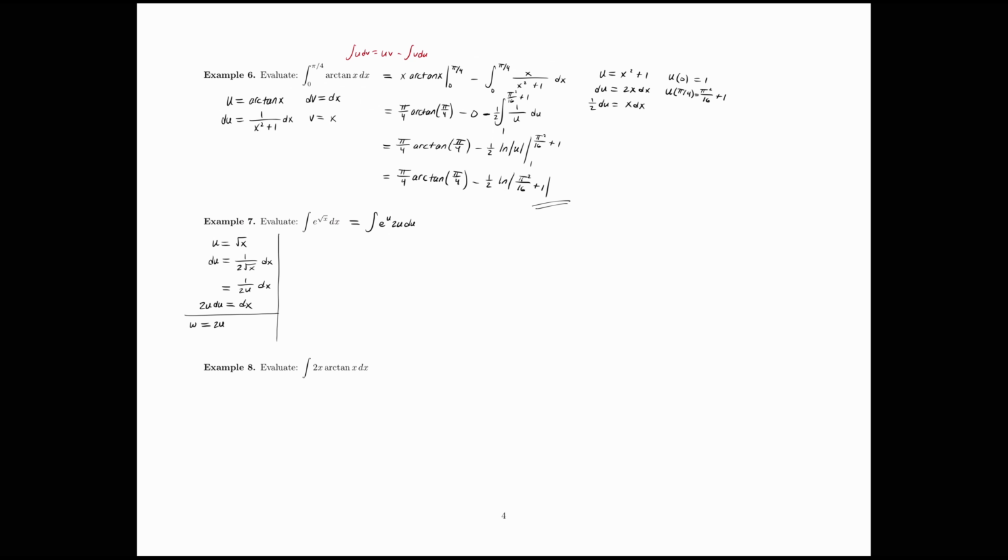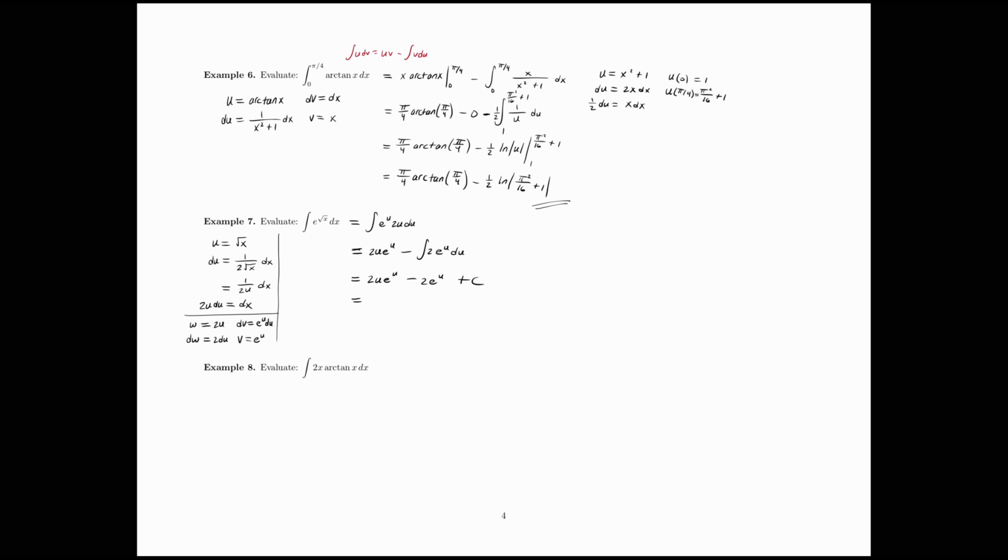So let w equal 2u, and then dv would have to be e to the u du. So then dw is 2 du, and v is e to the u. So applying integration by parts on this, we would have w times v, so 2u e to the u, minus the integral of v dw. So v is e to the u, and dw is 2. So we have 2u e to the u minus 2e to the u plus c.